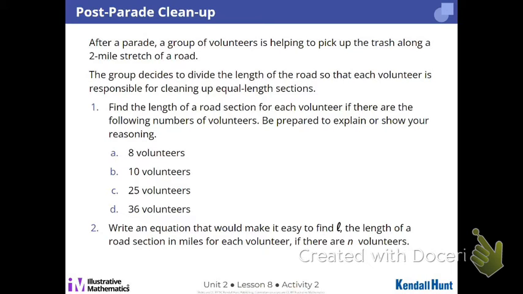All right, so looking around, I see most of us did something similar. I've got 2 miles divided by 8 volunteers. I've got 2 miles divided by 10 volunteers. I've got 2 miles divided by 25 volunteers and 2 miles divided by 36 volunteers. If you simplified, cool. If not, you're still all right. So who can give me an equation that will tell me how much road, no matter how many volunteers I have? Spencer?